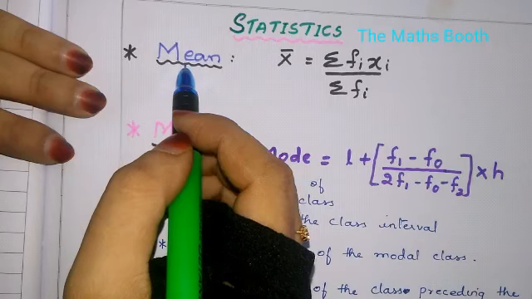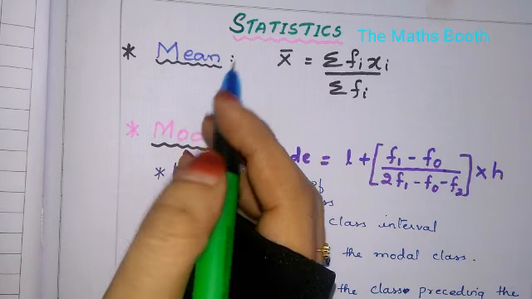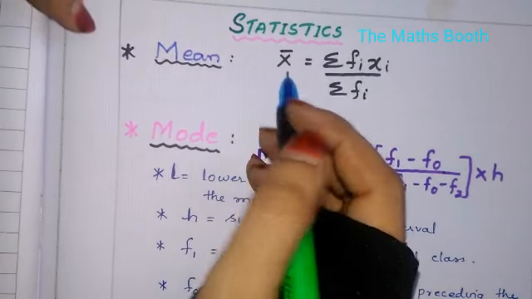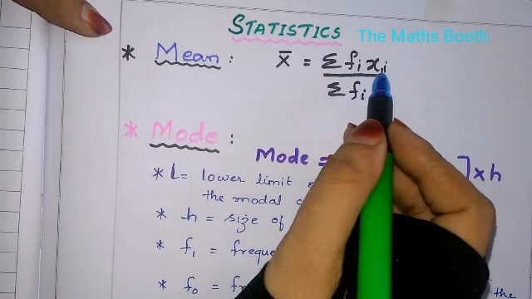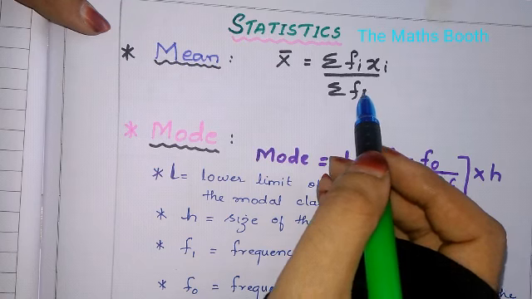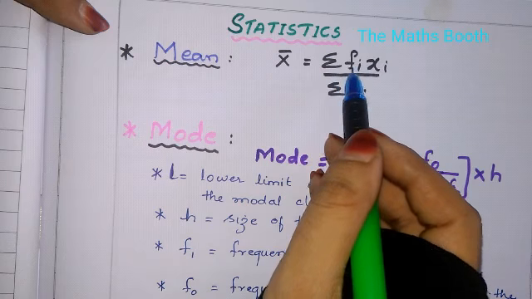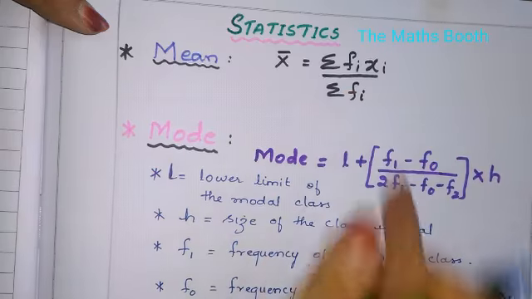So mean, here we are going to learn everything based on grouped data and ungrouped data. So the mean formula here is sigma fi xi upon sigma fi. First thing we have to remember the formula well. So the mean formula is mean equals sigma fi xi upon sigma fi. This is the formula for mean.